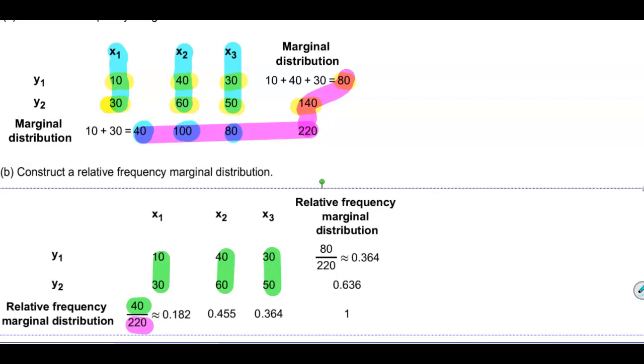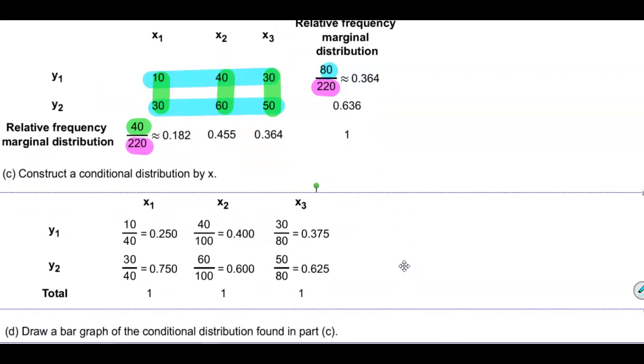Likewise, for the rows, if we take 10 plus 40 plus 30, which is 80, and divide by the table total of 220, that gives us approximately 0.364. And then we do the same thing: 30 plus 60 plus 50 divided by 220 gives us 0.636. So the relative frequency marginal distribution for the row variable is again found by dividing the row total for each row by the table total.